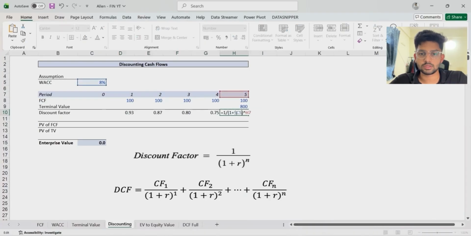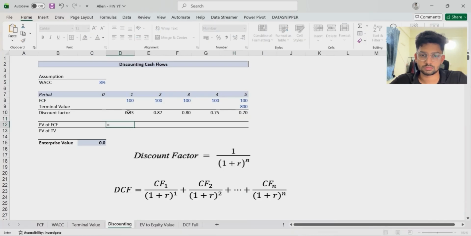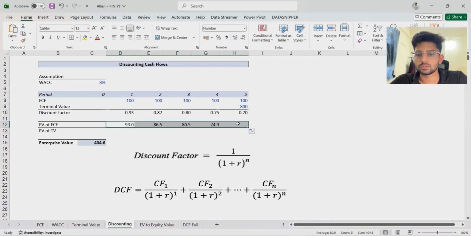Now once I have the discount factors, I multiply each year's free cash flow with the corresponding discount factor. So I'll just drag it like that. This gives me the present value of each year's cash flow. Then I also discount the terminal value using the same method.